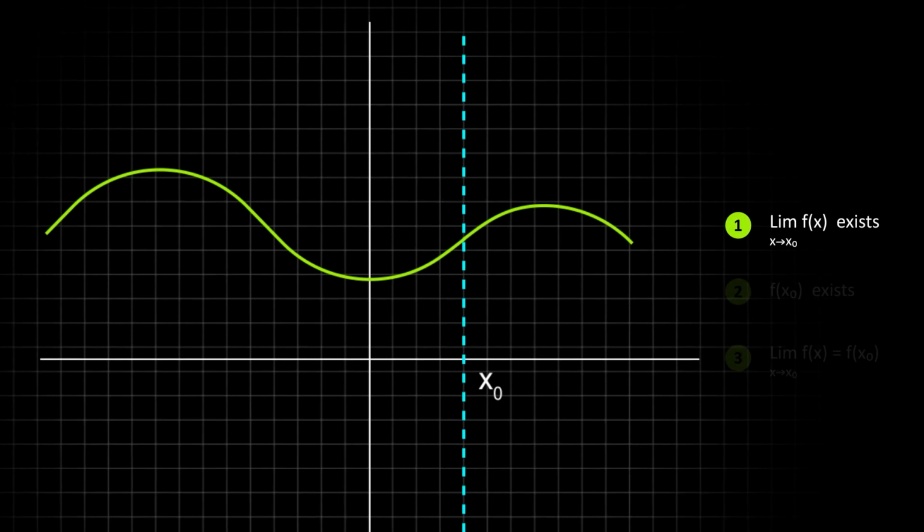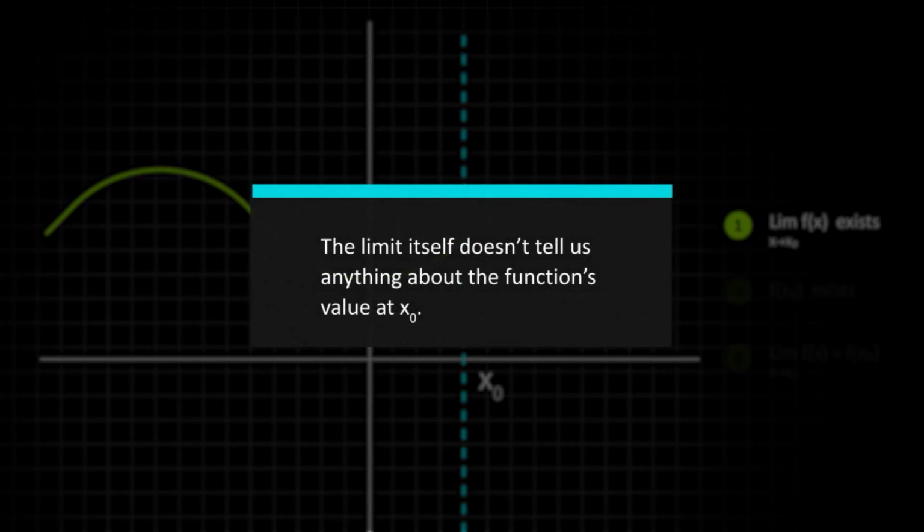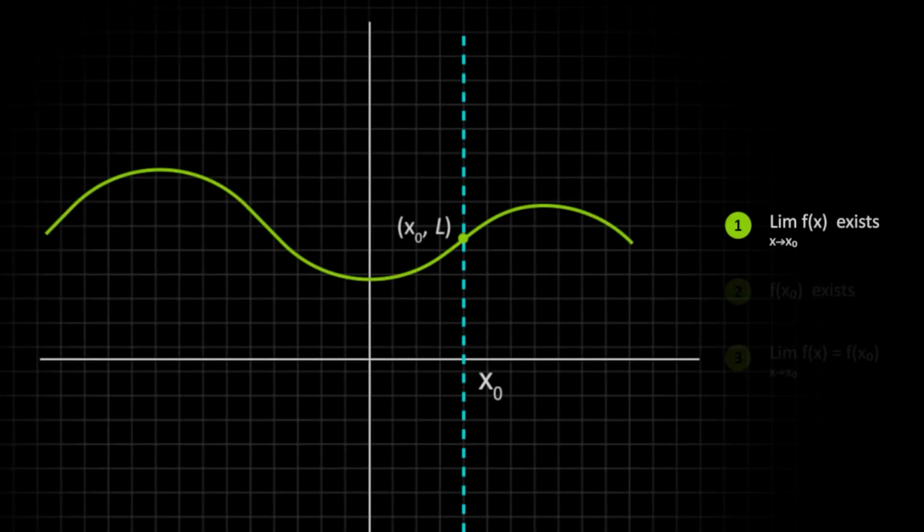This is another way of saying that the curve must go to the same y value, say L, at x naught, which means that the curve must approach the point x naught, L. But remember that the limit itself doesn't tell us anything about the function's value at x naught, or indeed if the function is even defined there.